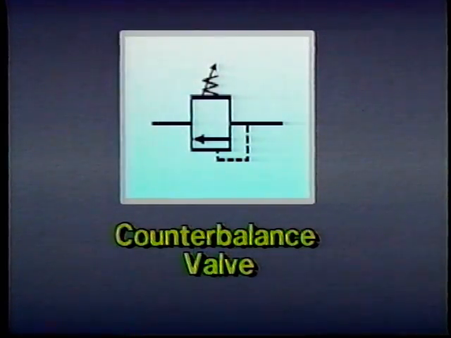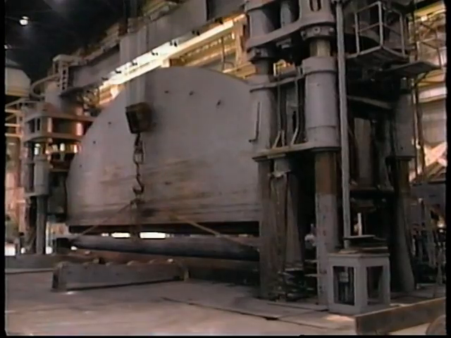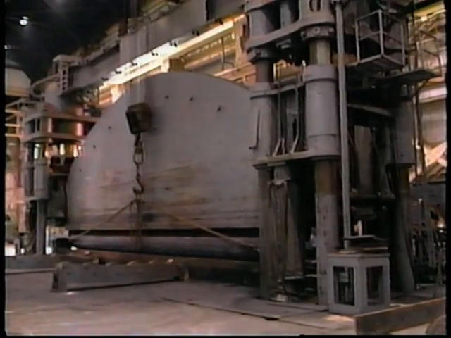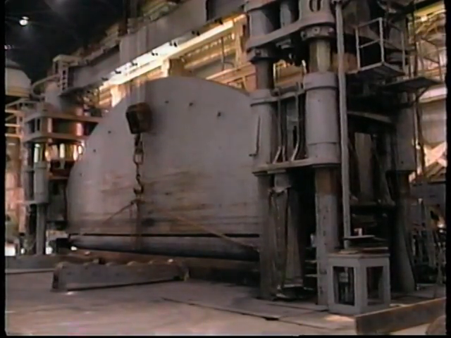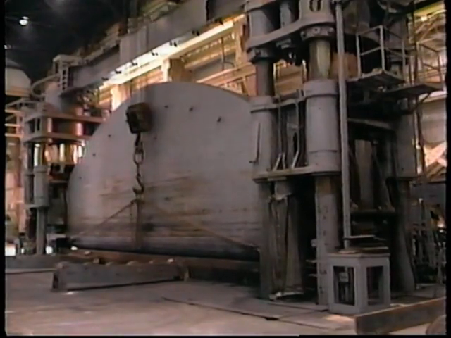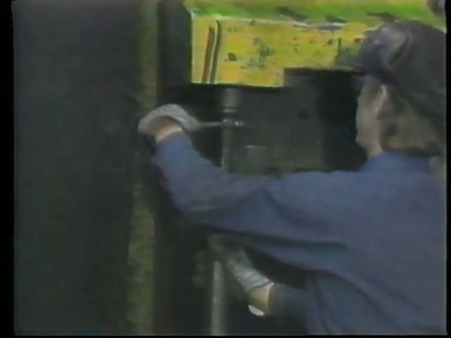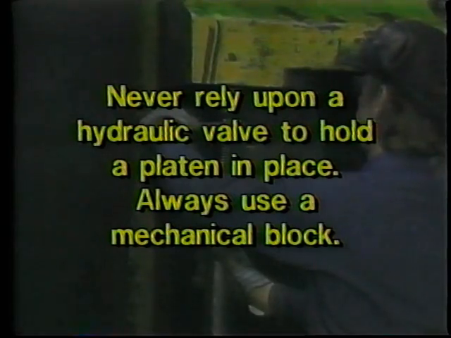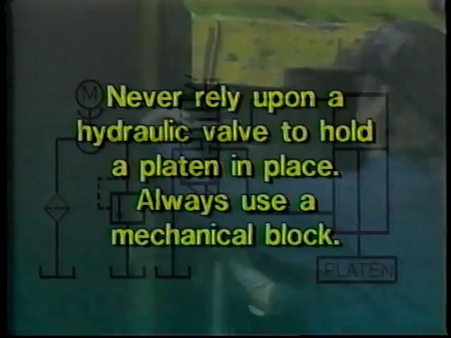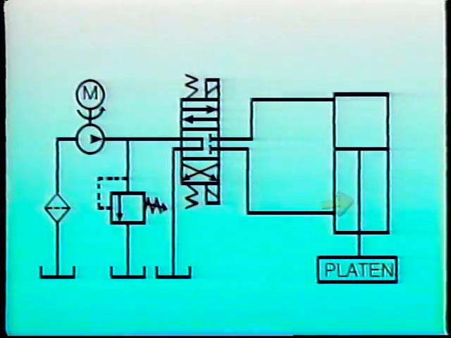For example, a counterbalance valve is often used to control the movement of the platen on a press. Dies bolted to the heavy platen form metal parts as the platen is pressed into a workpiece. Platens often weigh several thousand pounds, and they must always be mechanically blocked whenever they are not being used. Never rely on a valve to hold a platen in place. Without a counterbalance, the piston rod in the cylinder holding the platen would run out uncontrollably as soon as flow is directed to the cap end of the cylinder.